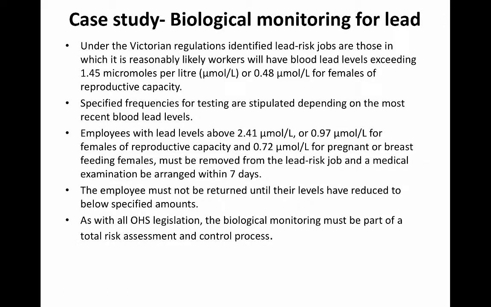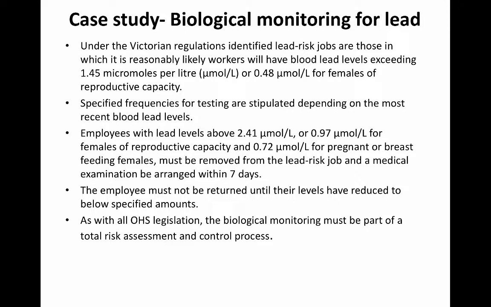Under the Victorian regulations, identified lead risk jobs are those in which it is reasonably likely that workers will have blood lead levels exceeding 1.45 micromoles per litre, or 0.48 micromoles per litre for females of reproductive capacity. Specific frequencies for testing are stipulated depending on the most recent blood lead levels.